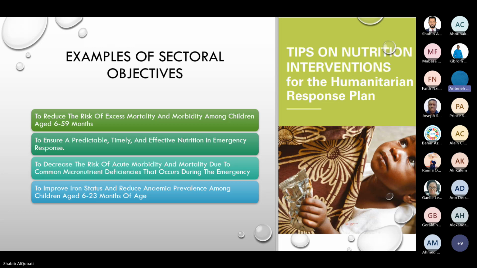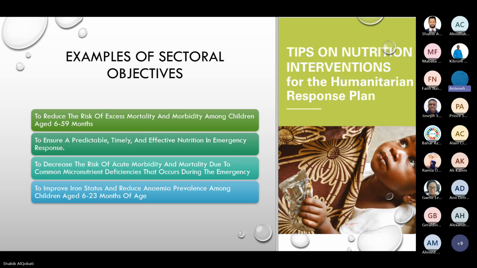Okay, so examples of sectoral objectives is exactly what you saw in the previous slide, but there are many, many more in the tips on nutrition interventions for humanitarian response plan. We share the URL link to this document. You can find it on the GNC website. Please refer to this comprehensive document, which lists all the interventions or activities that are applicable for nutrition emergency. It lists out also the sectoral objectives.